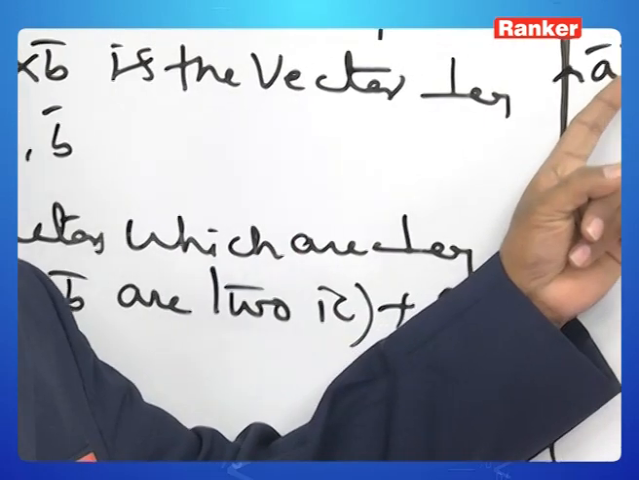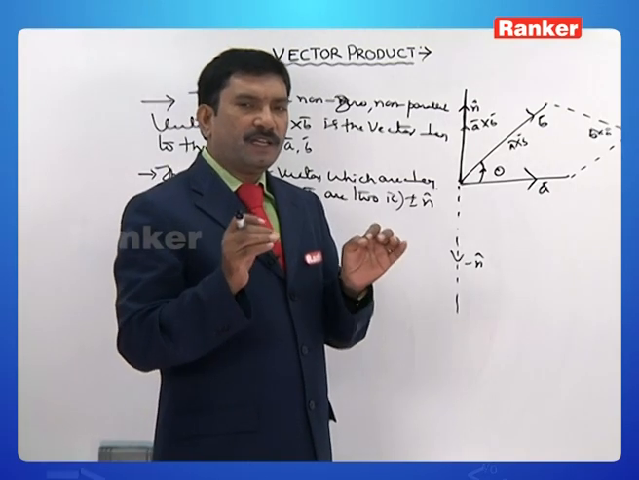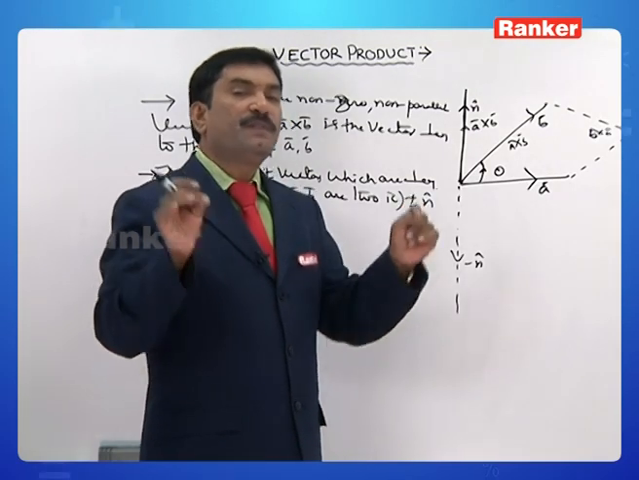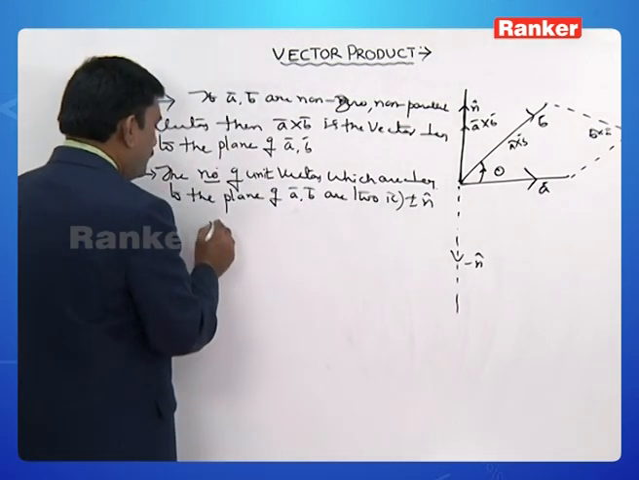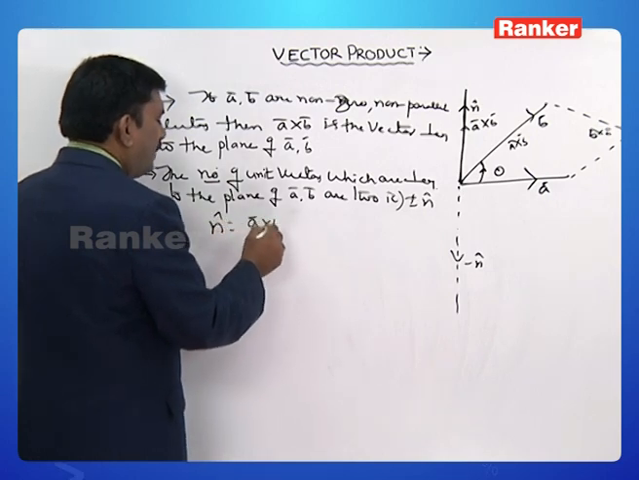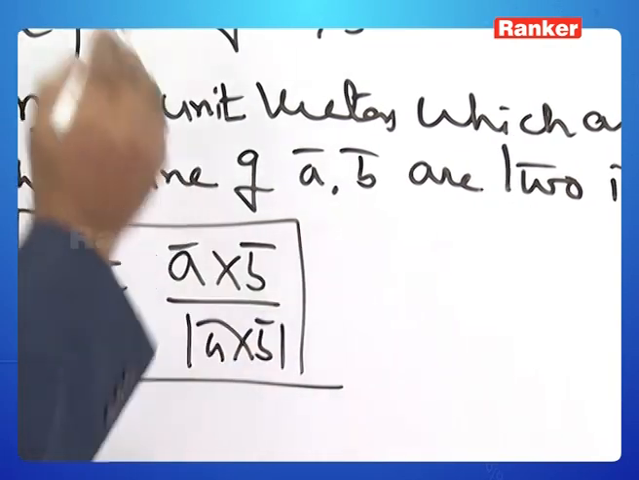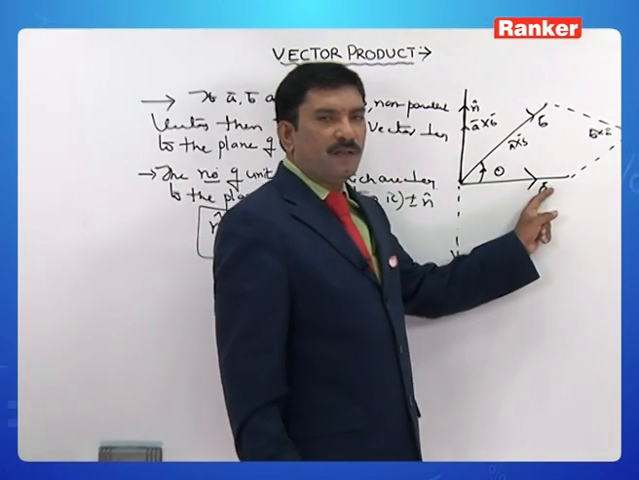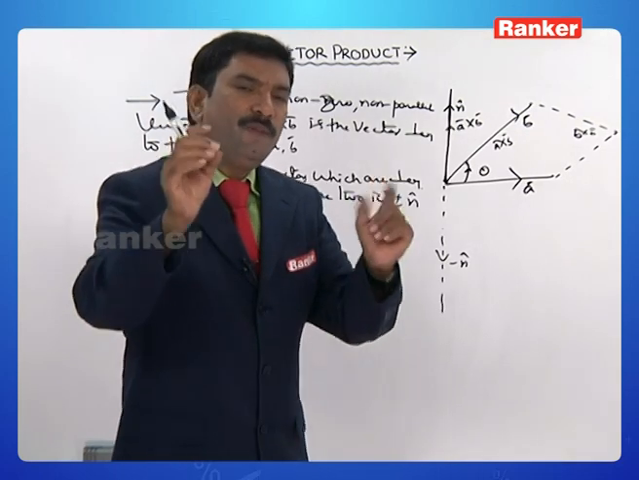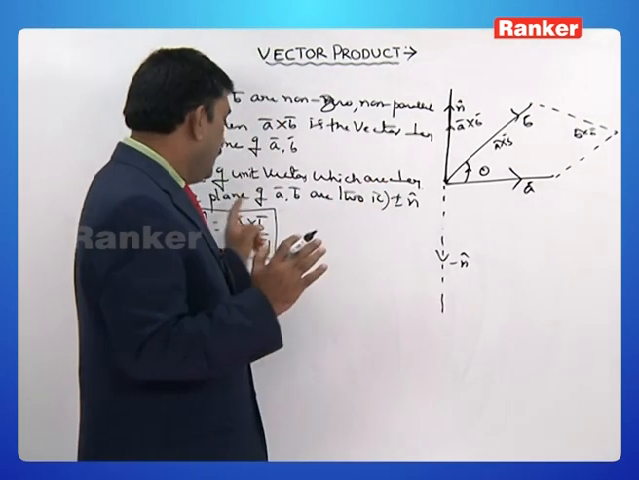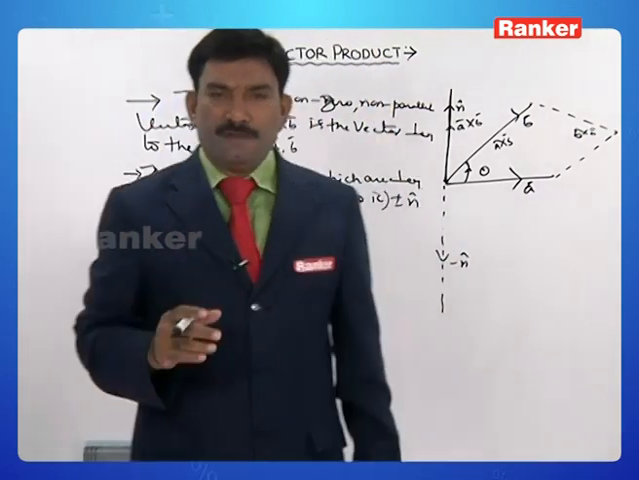Here A cross B is the vector which is collinear with n cap. A cross B is a vector. I want to convert it in terms of a unit vector. So therefore, I can write n cap is equal to A bar cross B bar by modulus of A bar cross B bar. This is the vector which is perpendicular to, or normal to, the plane containing A bar and B bar. Here, n cap and this vector are in the same direction, positive direction.